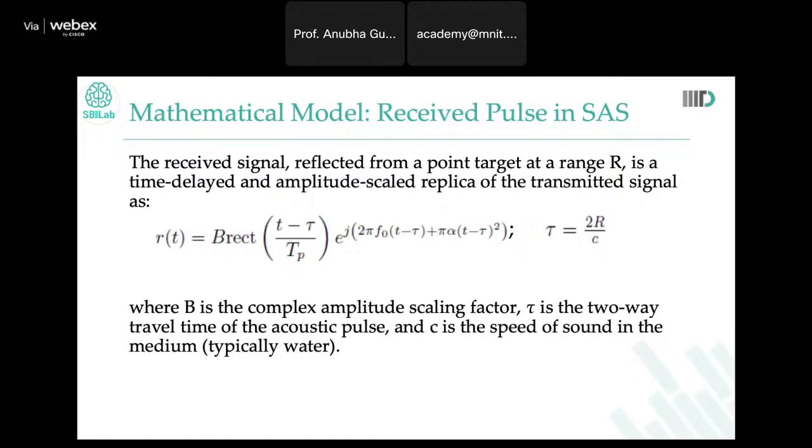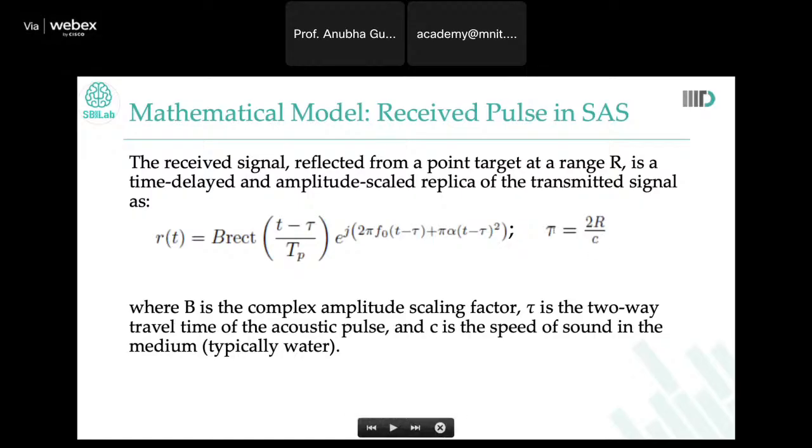Let's say you transmitted a rectangular, ideal scenario, rectangular LFM pulse into the sea, and you receive a reflected signal back. Now, your point target was located at a range R, so that's why your signal would be delayed. What would be the amount of delay? It will go and come back, so it is traversing a distance of 2R, and c is the velocity of the acoustic wave that you have transmitted. So that means tau is equal to 2R by c.